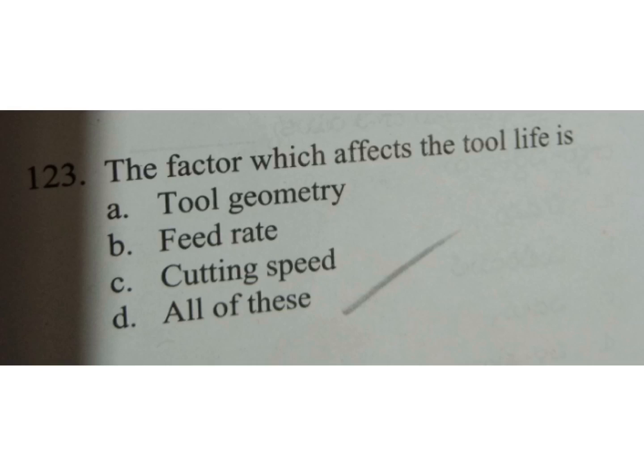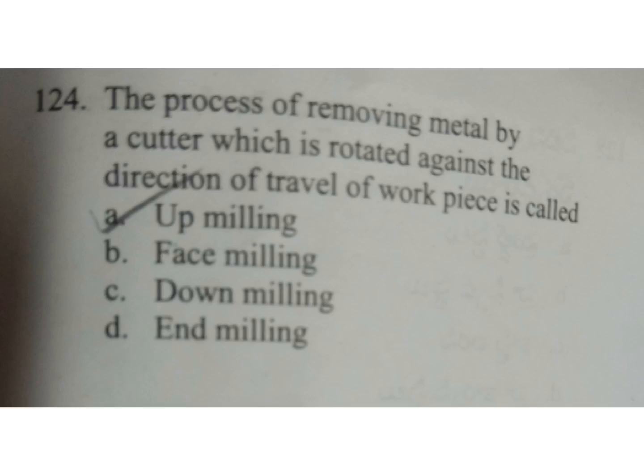The process of removing metal by a cutter which is rotated against the direction of travel of the workpiece is called as: A. up milling, B. face milling, C. down milling, D. end milling. Up milling is also called conventional milling, and down milling is also called climb milling.